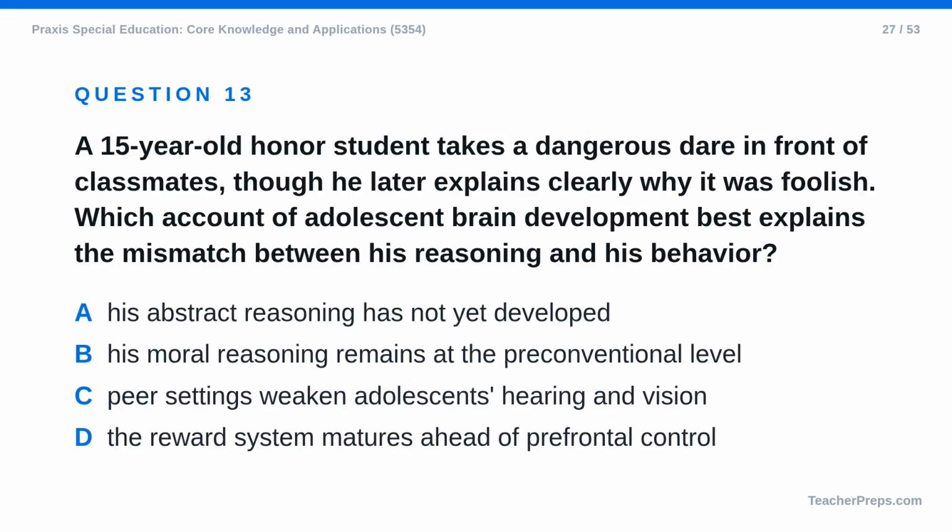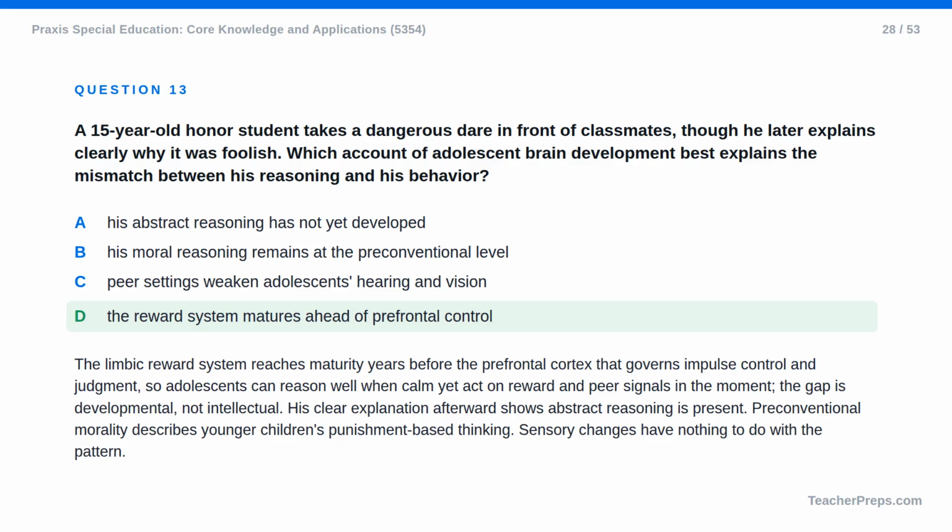Question 13. A 15-year-old honor student takes a dangerous dare in front of classmates, though he later explains clearly why it was foolish. Which account of adolescent brain development best explains the mismatch between his reasoning and his behavior? Pause the video and select the best answer. The correct answer is D.